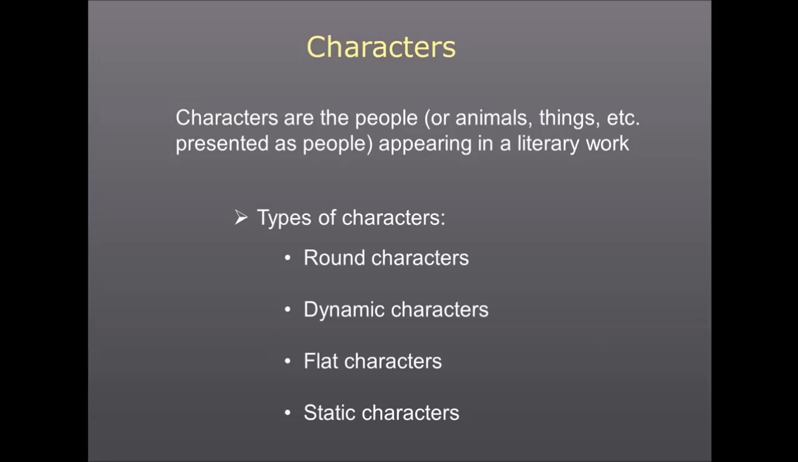Round characters are convincing and true to life. They have many different and sometimes even contradictory personality traits. Dynamic characters undergo some type of change or development in the story, often because of something that happens to them.